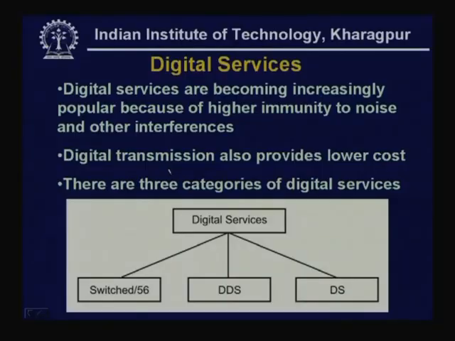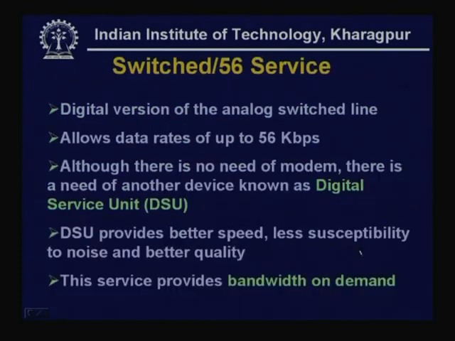On the other hand, analog signals get corrupted with noise, and if you are sending digital signals, at the other end with the help of repeaters the noise can be separated and you can get back the original zeros and 1s. Another important aspect is that digital transmission provides lower cost compared to analog transmission, because digital processing has become cheaper. And there are 3 categories of digital services. First one is switched 56, second one is DDS, third one is DS. I shall explain each of them one after the other.